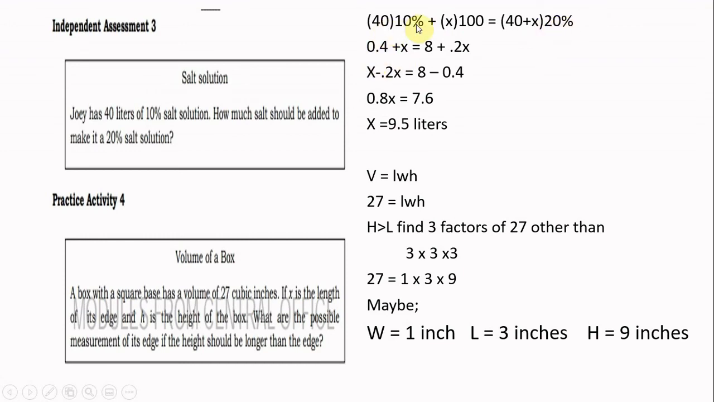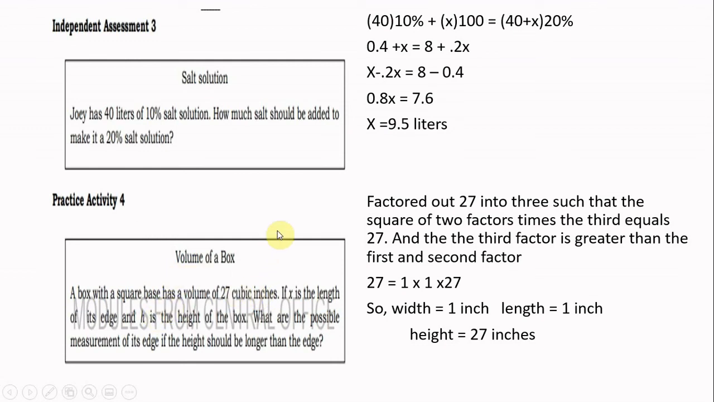So this is 40 times 10%, that's 0.1 times 40, that's 0.4, plus 100% changed to decimal, that's 1, times x, that's x, is equal to 20% times 40, so 0.2 times 40, that's 8, then 0.2 times x, that's 0.2x. Isolate x on the left side, so x remains, then transpose 0.2x to the left side; it becomes negative 0.2x. Transpose 0.4 to the right side; it becomes negative 0.4. So we have x minus 0.2x, that's 0.8x, equals 8 minus 0.4, that's 7.6, divided by 0.8, so x equals 9.5 liters.